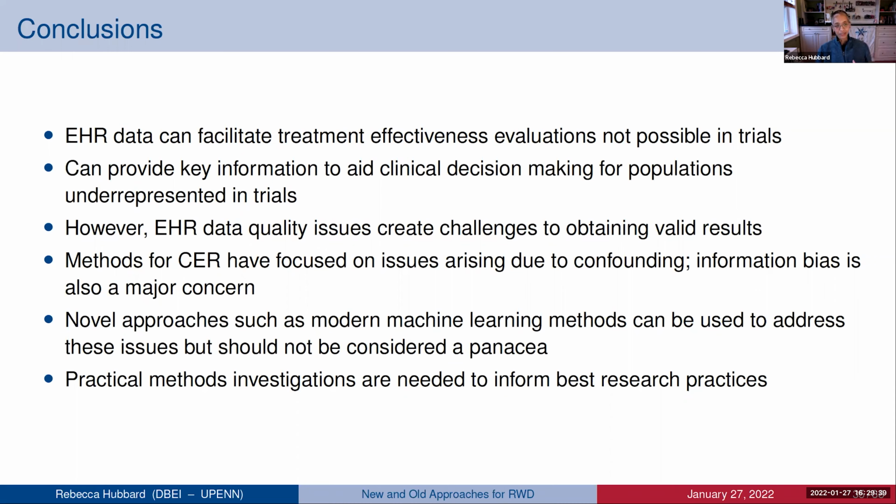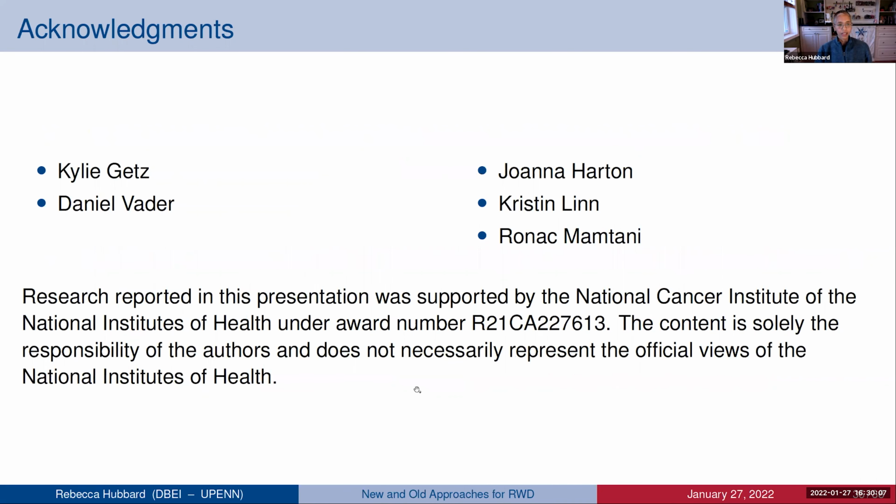And finally, doing this kind of practical methods investigation is really important, just to make sure that the methods that we're using in real-world studies actually achieve the promise and allow us to realize the potential of EHR data. We need to be constantly pushing the boundary forward of what the best research practices are for investigating these urgent clinical and public health questions. And I think these kinds of practical methods investigations can fill in those gaps. So I'm going to end there.